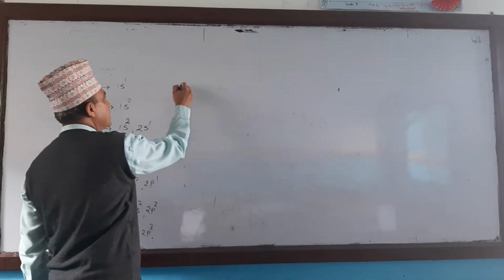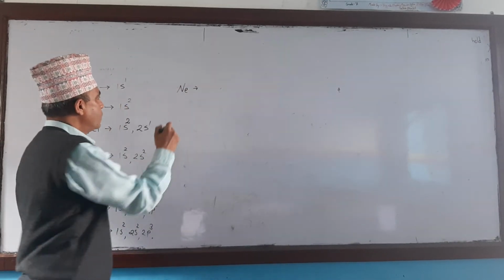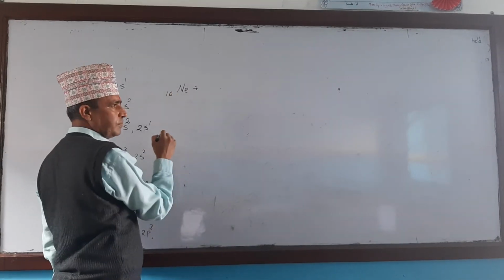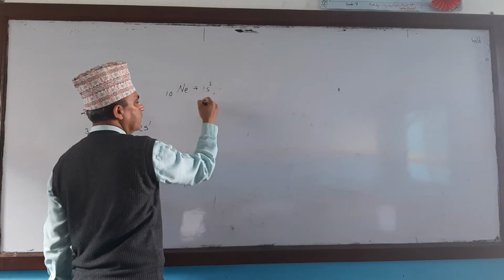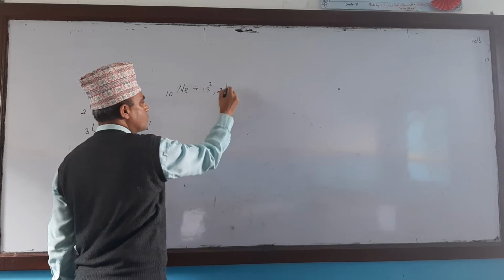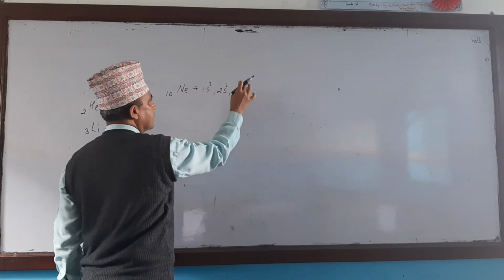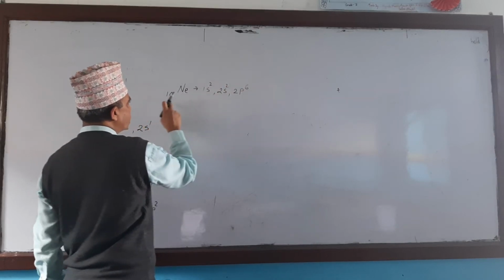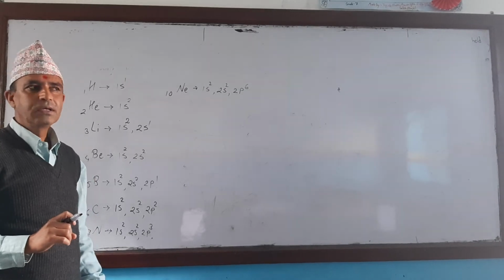Suppose now you are writing neon. Let me tell you, neon means the atomic number is 10. Then 1s2, 2 done, 2s2, 4 electrons done, 2p6. 6 plus 2, 8, 8 plus 2, 10. That is the electronic configuration of neon.